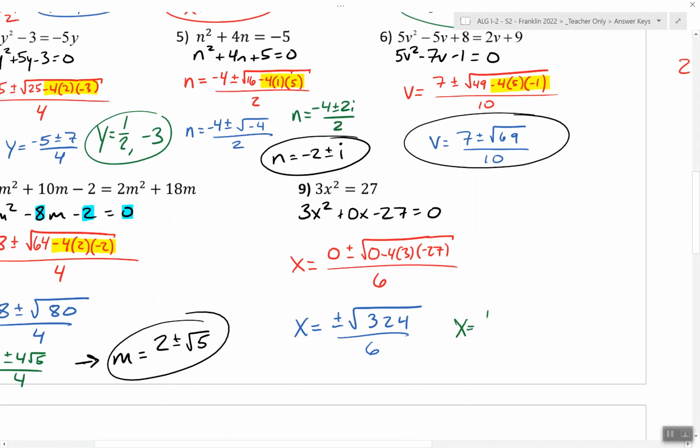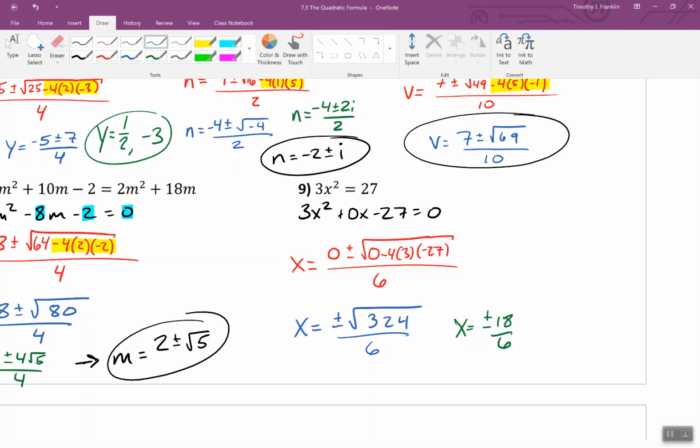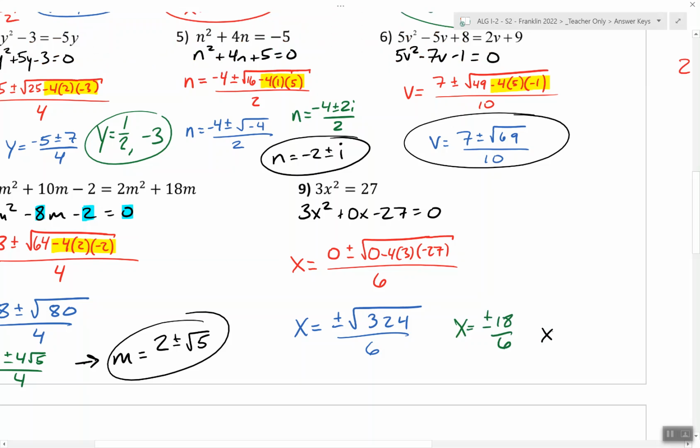So x equals positive and negative 18 over 6. Then we can just divide those two numbers. So x equals 18 divided by 6 is 3. Negative 18 divided by 6 is negative 3. So we do still get those same answers, but this process using the formula for this particular problem is probably not the easiest method. However, as you can see, it does work.